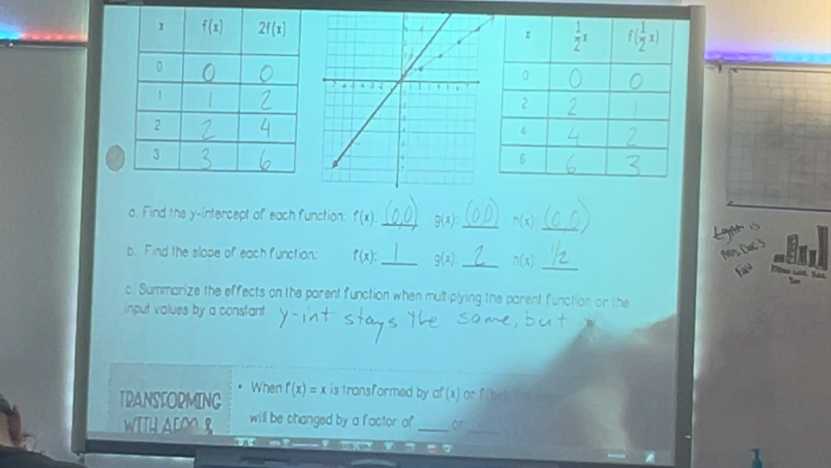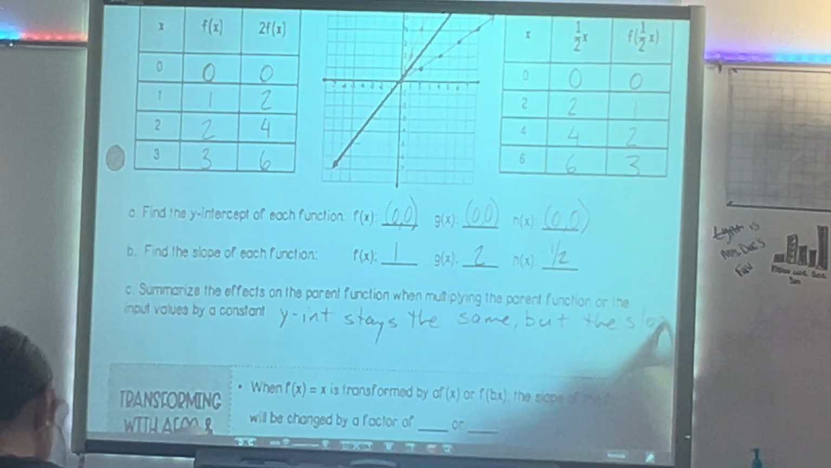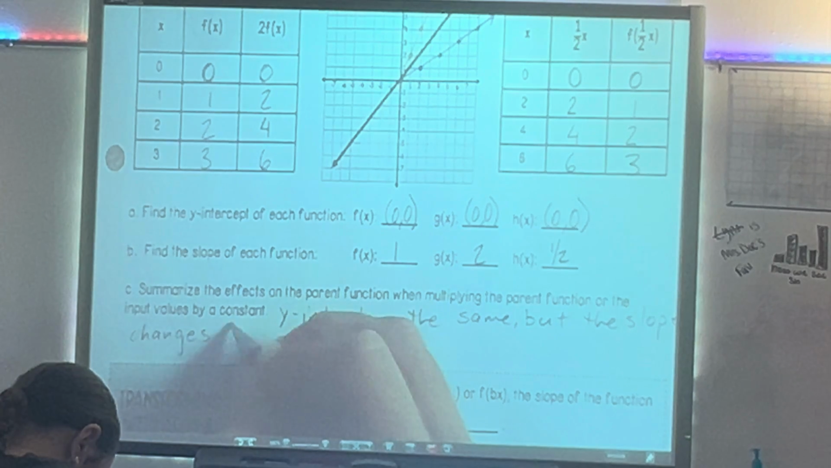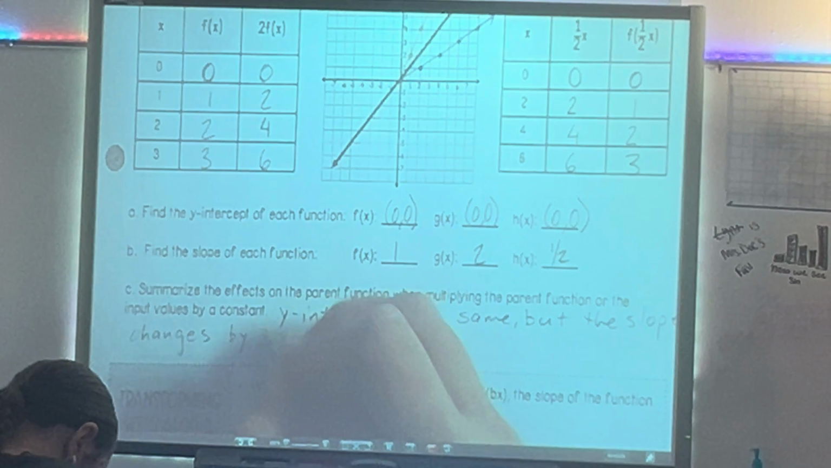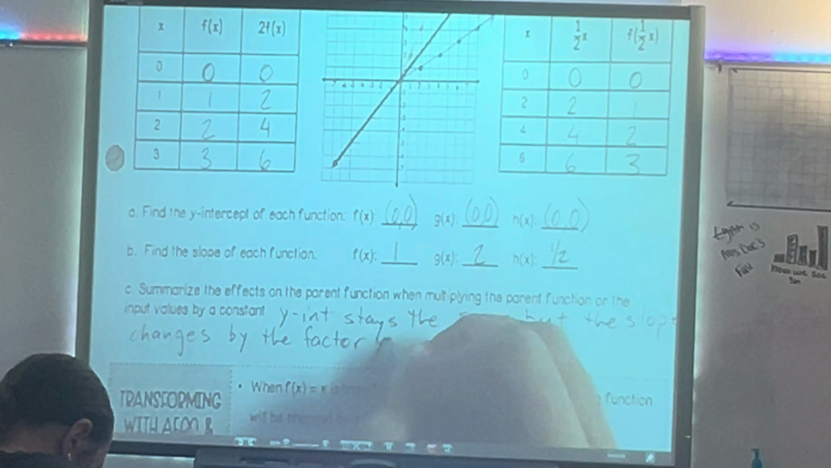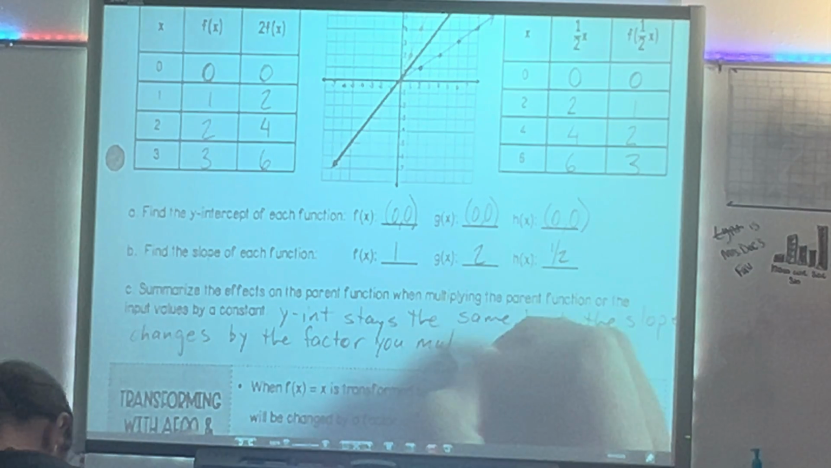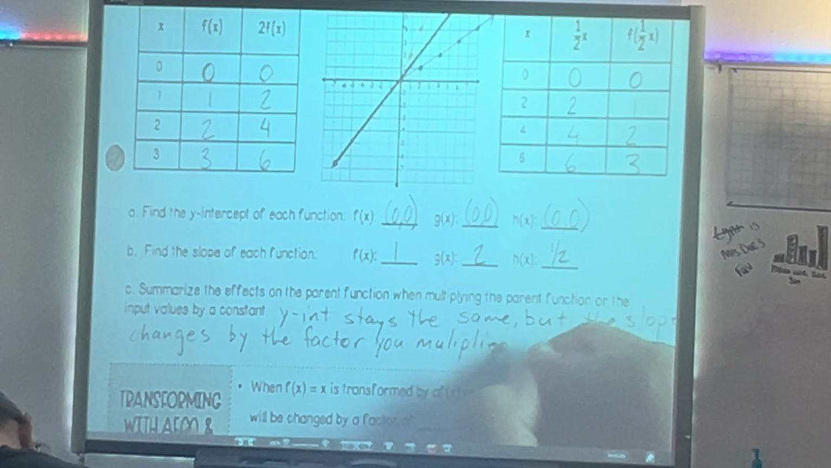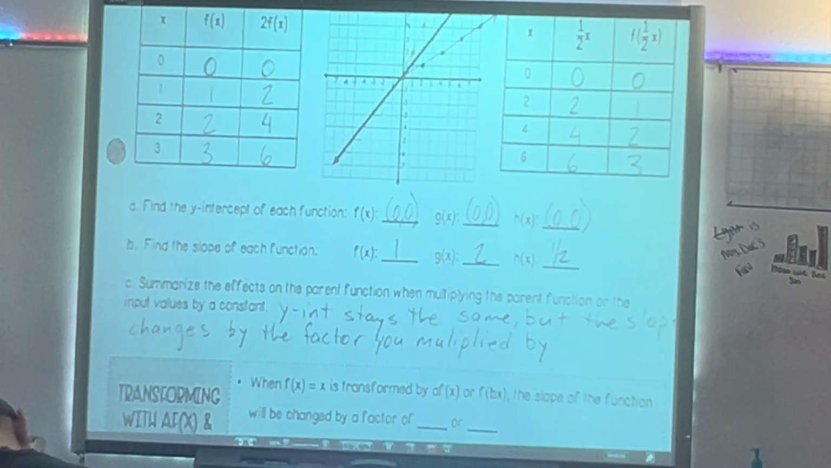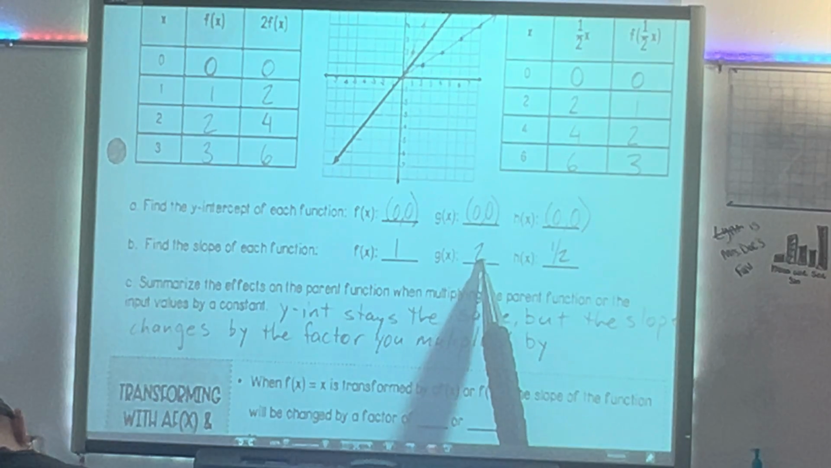Slope, what? Works for me, changes by the factor you multiply by, that works for me. Okay, so let's talk for just a second. If I multiply it by 2, let's talk g of x here.